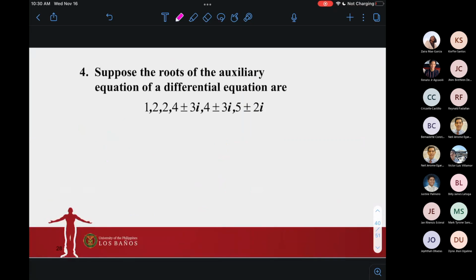I think the next example will work backwards. And this will play an important role when you go to chapter 3.6. Kasi ngayon, alam natin yung roots ng auxiliary equation. Okay?